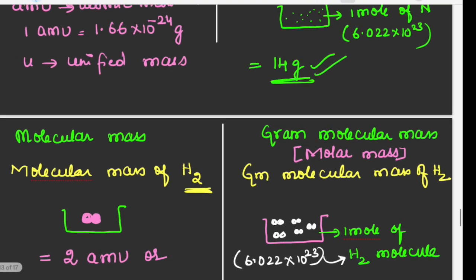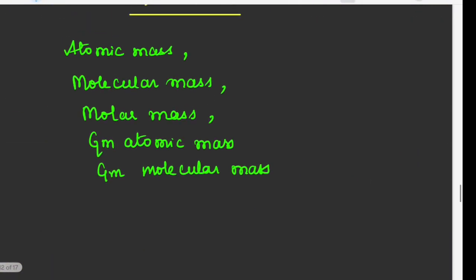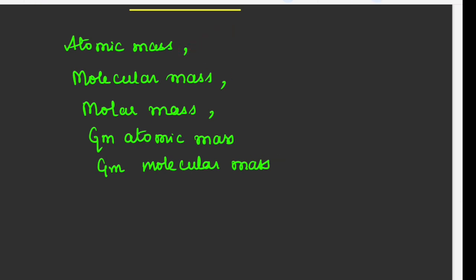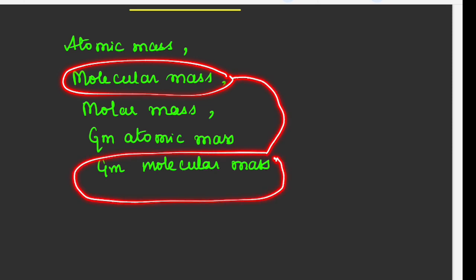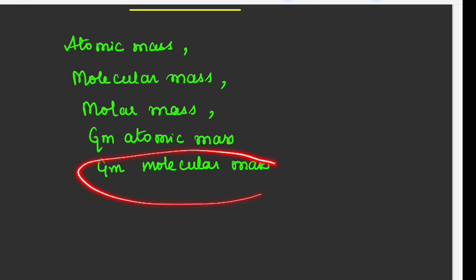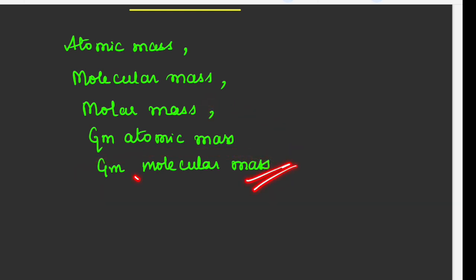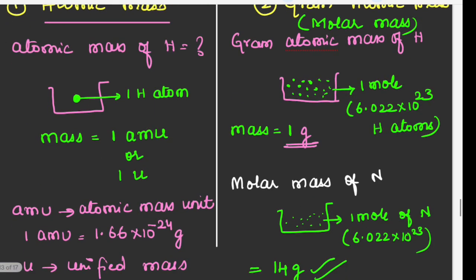Is the concept clear? Have we covered all the terms? Check here. Atomic mass we have seen, gram atomic mass we have seen. Gram atomic mass is also known as molar mass, if it is in terms of atoms, the mass of the atoms for molar mass. And molecular mass we have seen along with gram molecular mass. Again, gram molecular mass is also known as molar mass, that is, you are going to take mole of molecules. So the number of moles of molecules you will be taking. That is the difference between these terms.